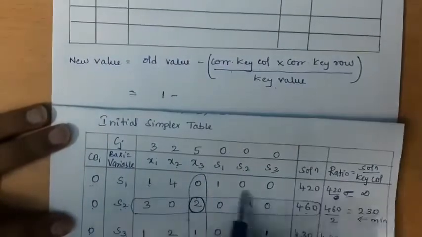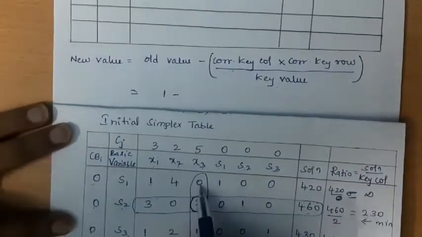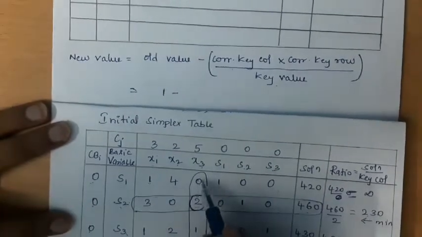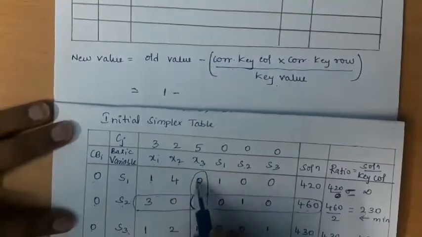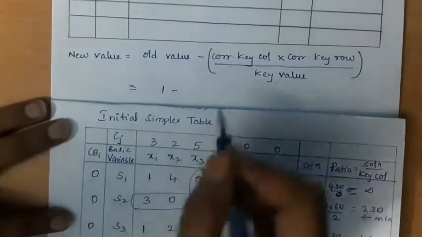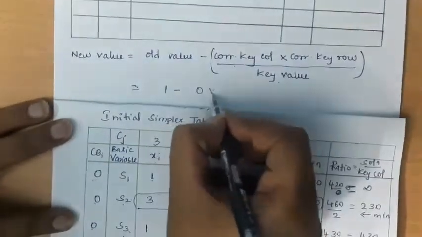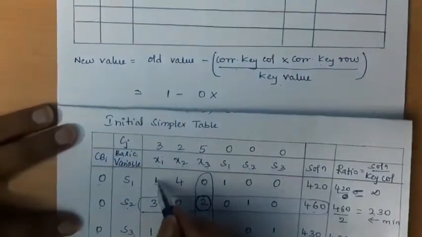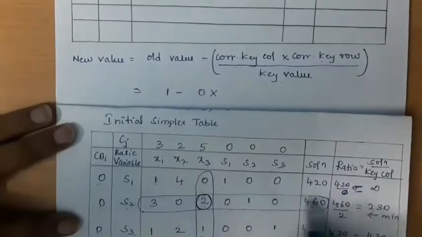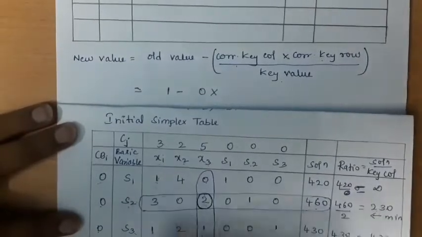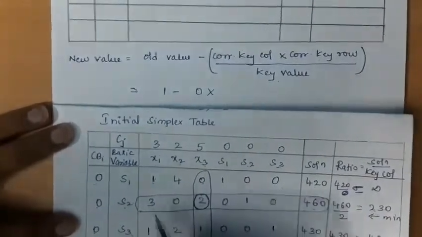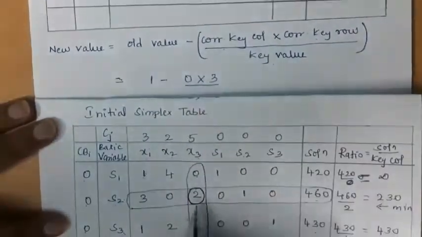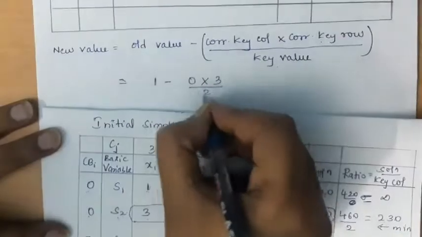So in this row, which value is selected along with key value? So this is key value. Along with this key value, 0 is selected in this row. So the corresponding key column value will be 0. So write down here 0 into corresponding key row. That means 1. For 1 in the key row, the opposite value is 3. So write down 3 here. Then divided by key value. So key value is 2. So write down 2 here.